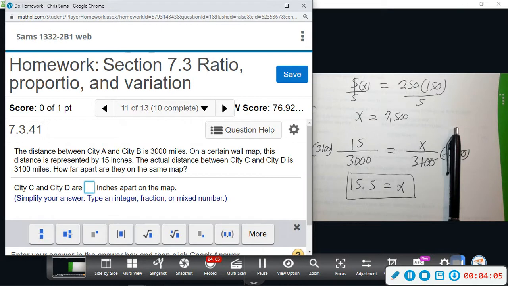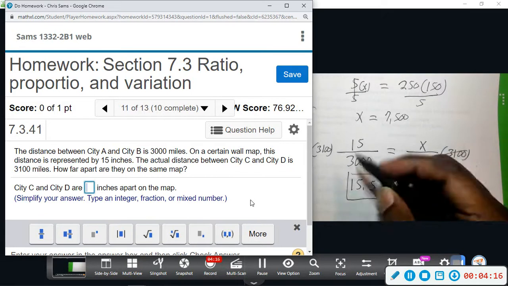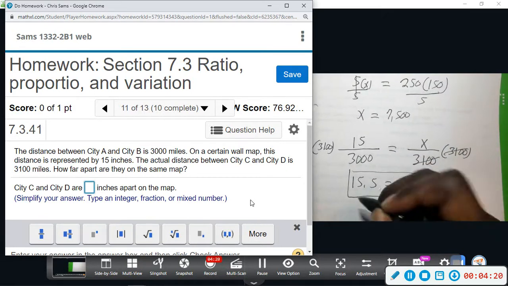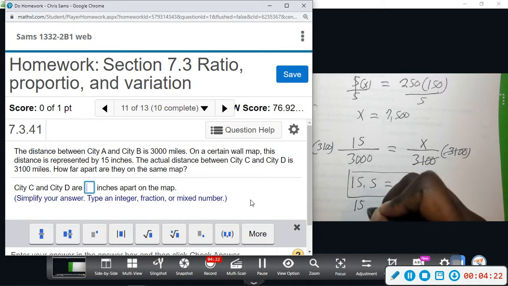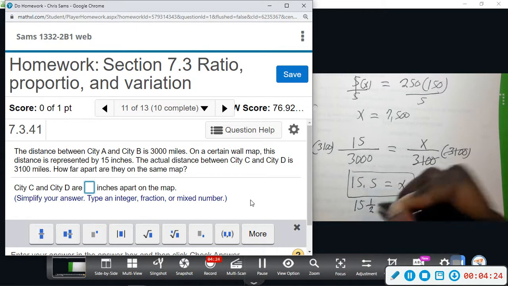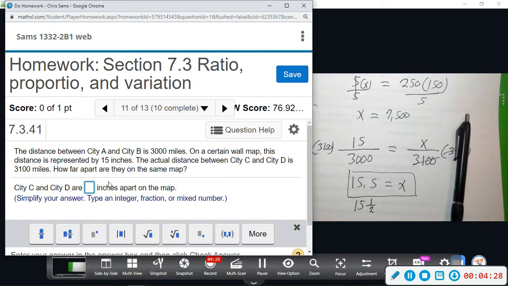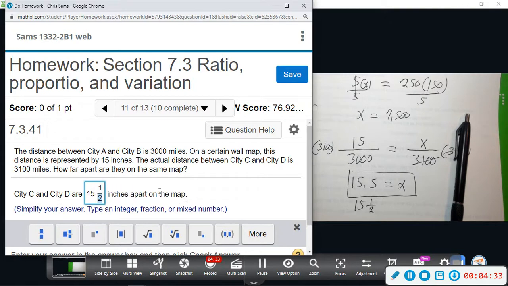Now, this one says simplify, type an integer, fraction, or a mixed number. So a mixed number, meaning I want to write this as 15 and 1/2, because 0.5 is a half. So I actually want to write 15 and 1/2 as my mixed number. So be careful to look at how they want it. So 15, 1 divided by 2, 15 and 1/2.